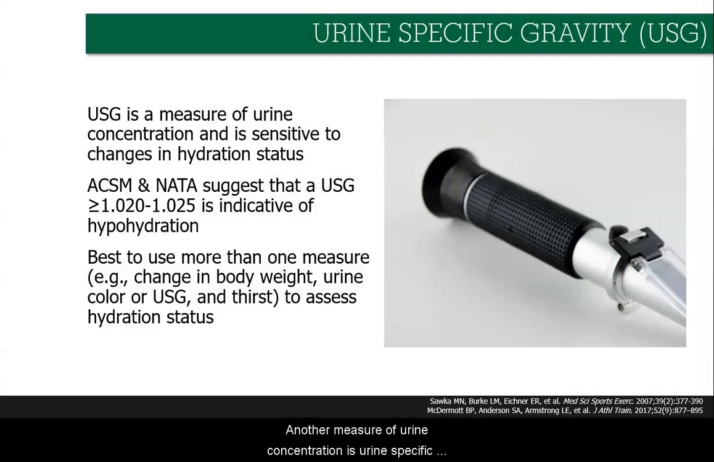Another measure of urine concentration is urine-specific gravity, or USG. A USG greater than about 1.020 to 1.025 may indicate that the athlete is hypohydrated. But again, it is best to use multiple measures, such as body weight and thirst, in addition to urine concentration to assess pre-exercise hydration status.